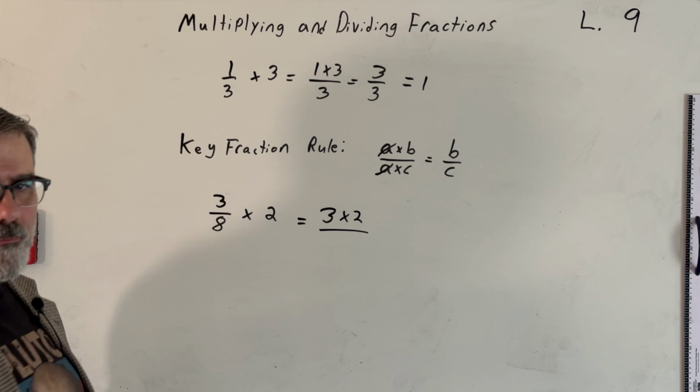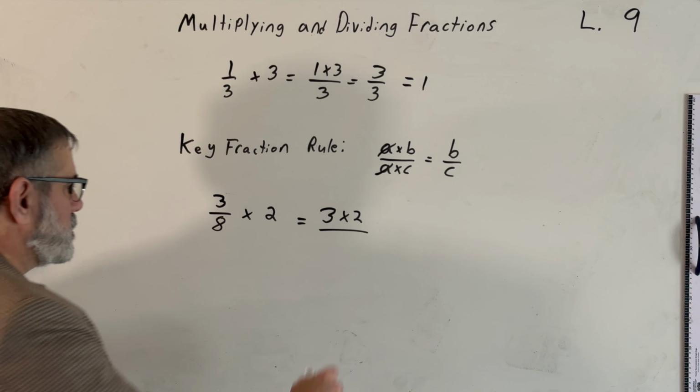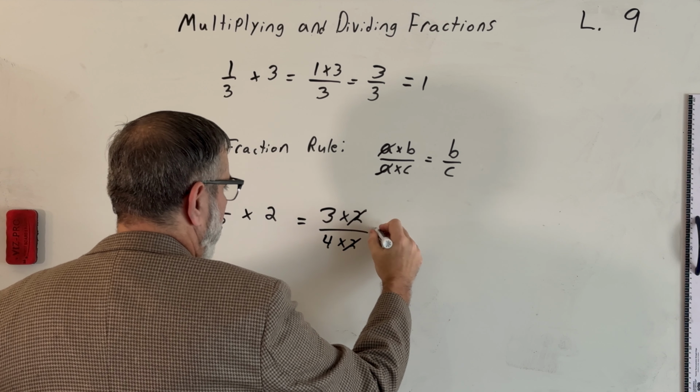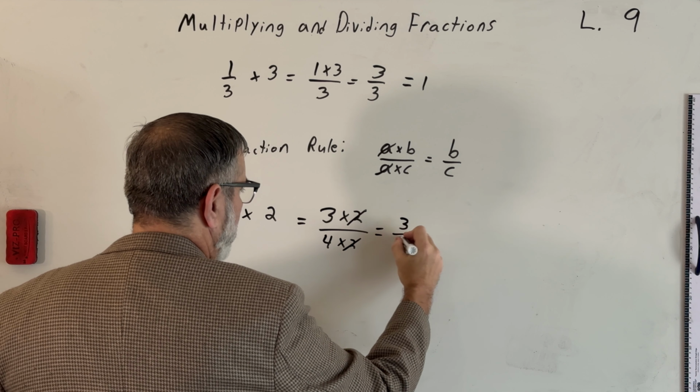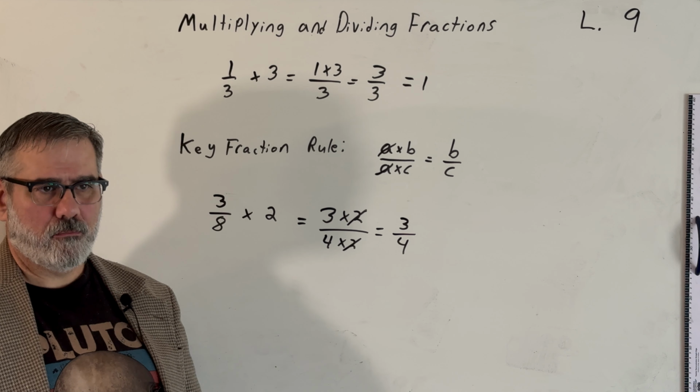Can we write 8 as something times 2? Yeah. What can we write? What is that factorization? 4 times 2, right? 8 is just 4 times 2. These 2's will cancel, and I'm left with just the 3 in the numerator and the 4 in the denominator. So 3/8 times 2 is just 3/4.